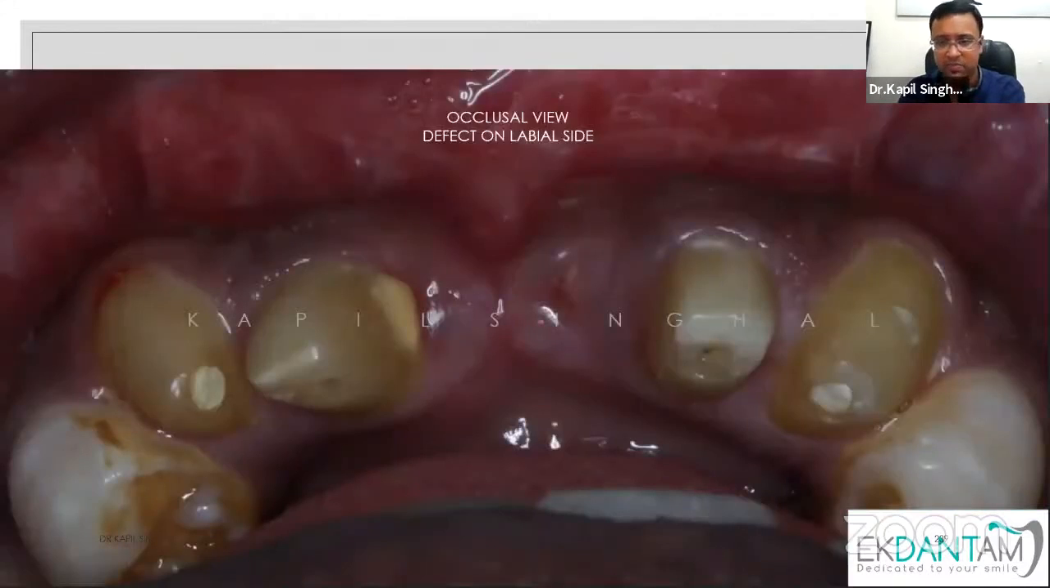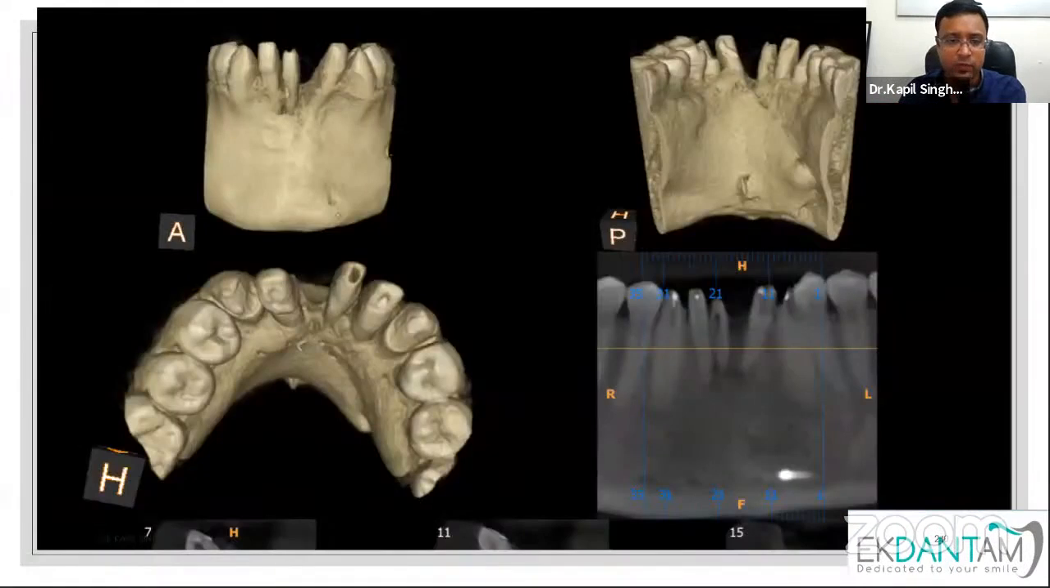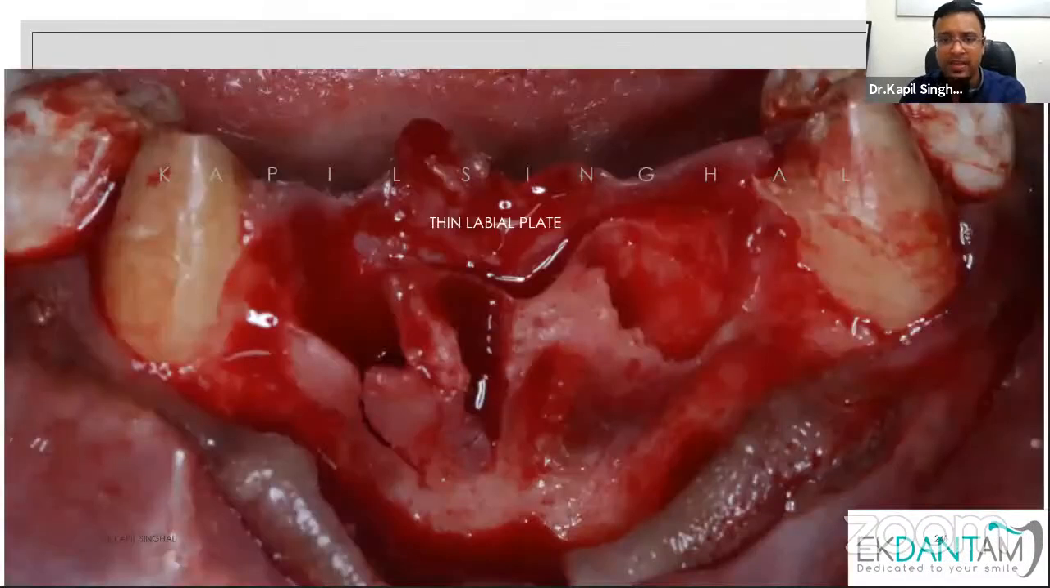Okay, this was the case. Soft tissue collapse, everything was there. This means this case was a high-risk patient and very complicated. This was the scan of the patient. All the incisors and one of the canines were failing. So we decided to extract and do immediate implant and GBR.